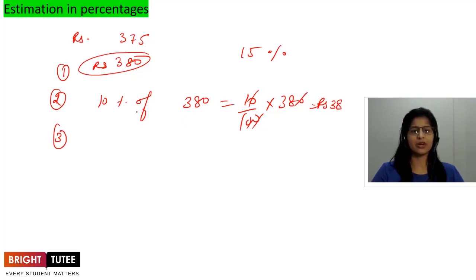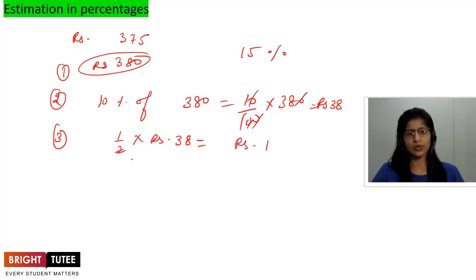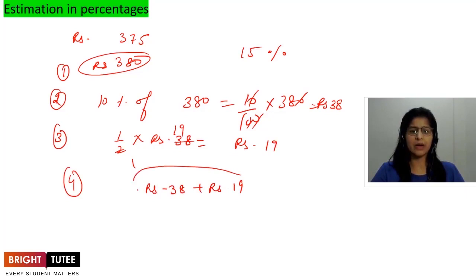Now in the next step, because we have calculated 10%, we are left with 5%. So we will do half of rupees 38 because it will be 5%, right? So half of 38 gives us rupees 19. Just see, 2 ones are 2, 2 threes are 6... so it will become 19. Now in the next step we will add rupees 38 and rupees 19. This is the discount amount, and you have to subtract this amount from 380 to get the amount to be paid to the shopkeeper, right?